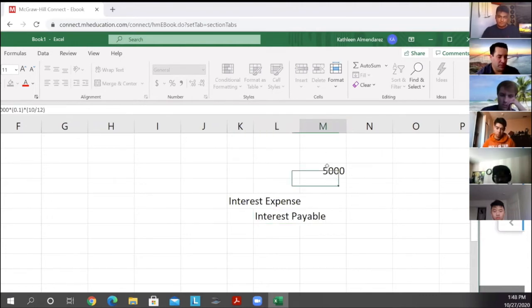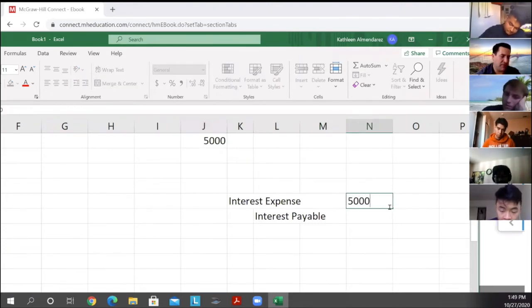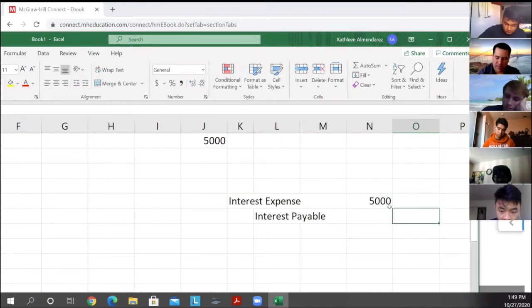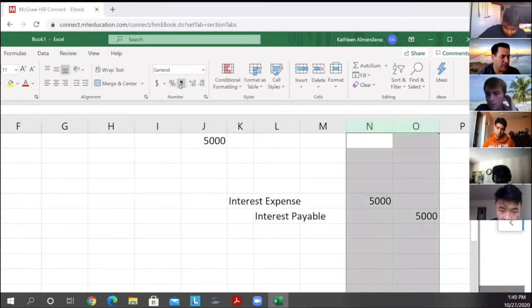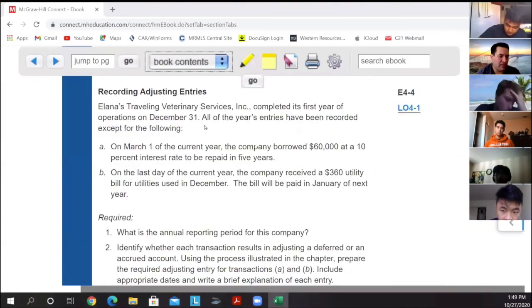For each one of those, the amount is going to be equal to 5,000. Does that make sense? Any questions on this one? This is a pretty straightforward accrual, but there is trickiness, and the trickiness is in the dates. You have to be careful: how long has the loan been outstanding? And obviously knowing it's 10% per year, so 10 over 12.